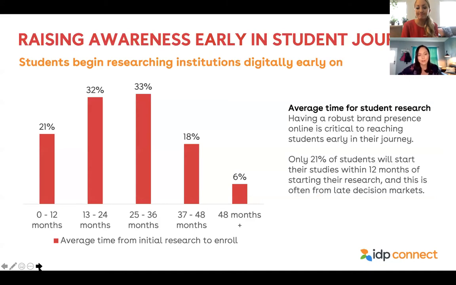Another very important thing to keep in mind when creating your digital strategy is that international students are a bit different than domestic students, and they really start their search journey well in advance. Only 21% of students will start their studies within 12 months of starting their initial research. So you can see here that a huge percentage of students are starting well in advance. So you want to make sure that you're always creating a strategy that is targeting students at their initial search journey and then continuing to stay in touch with those students.